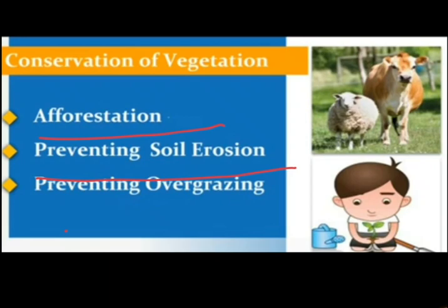So there are many methods to conserve the soil from erosion, such as mulching, contour barriers, rock dams, terrace farming, intercropping, contour ploughing, shelter belts, which we have already started. Then prevent overgrazing also. All of you know that vegetation is very important for us and for every human being. So national parks, wildlife sanctuaries, biosphere reserves are made to protect our natural vegetation and our wildlife.